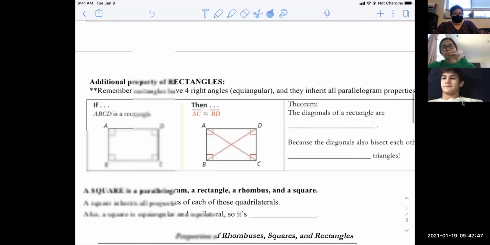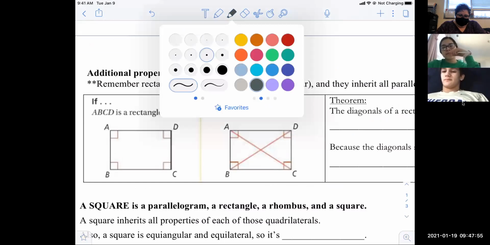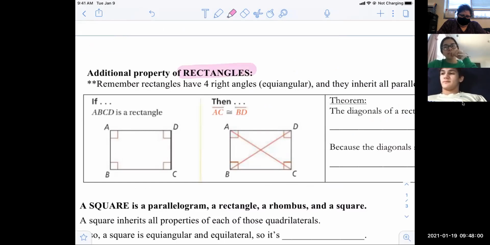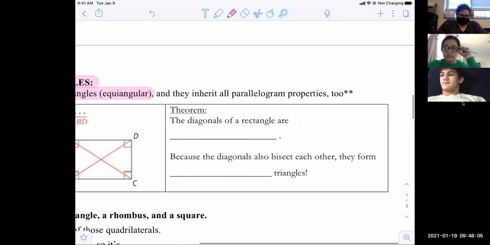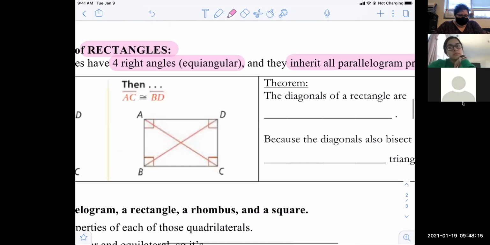And then additional properties for rectangles. By definition of a rectangle, rectangles have four right angles. Again, that means they're equiangular, and they have all the properties of parallelograms. Something that is special about rectangles: if you know that's a rectangle, then the diagonals are what? Julia? Congruent.